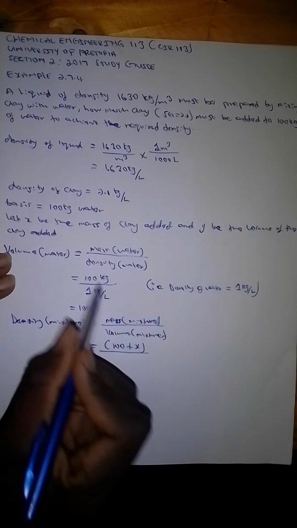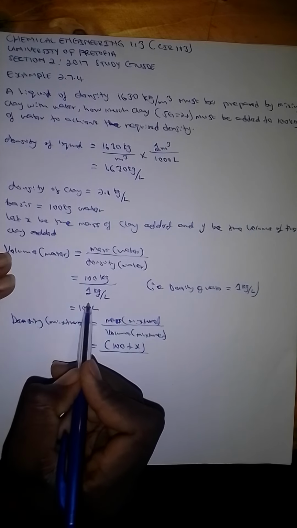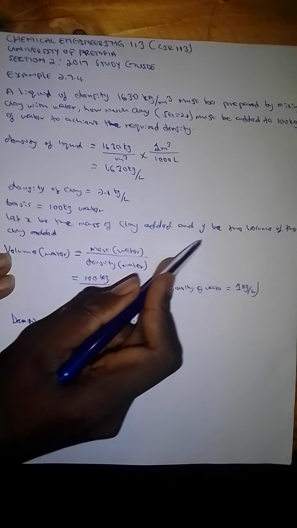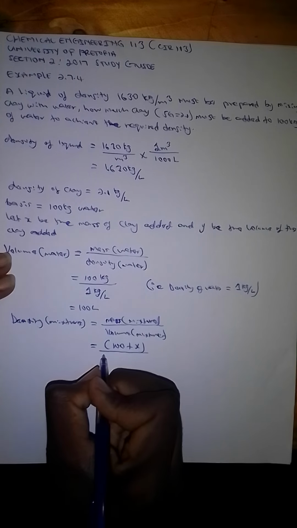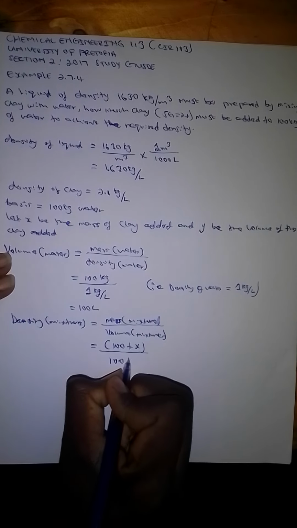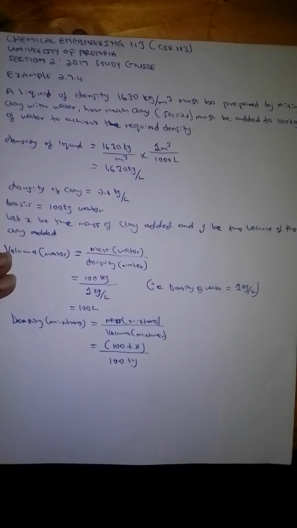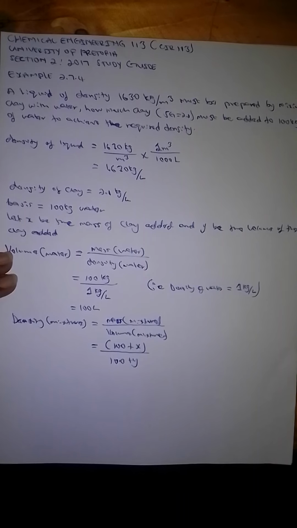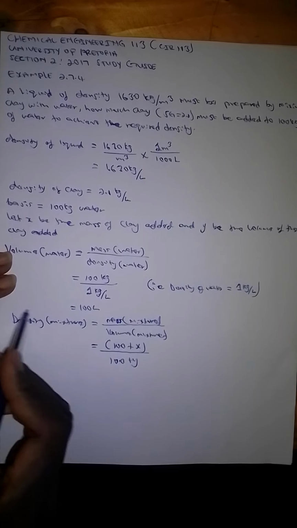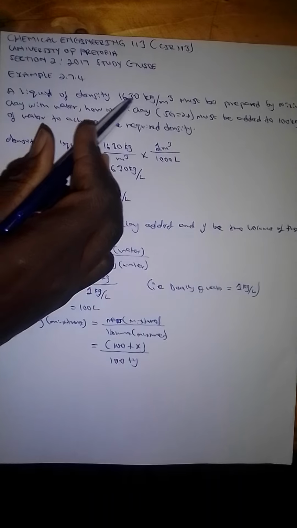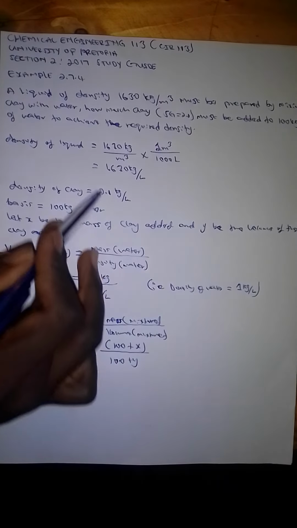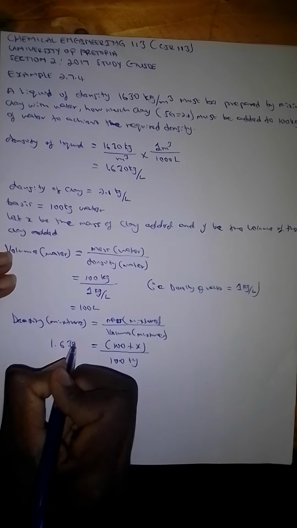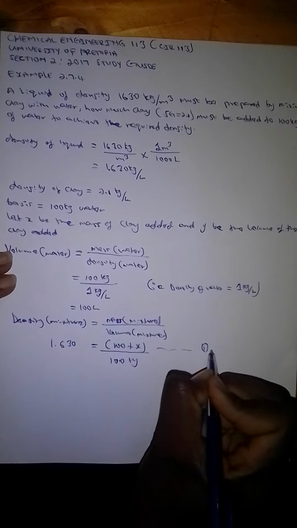Our volume is the volume of the water, which we calculated from the mass and the density, and also y, the volume of the clay. So it's going to be 100 plus y. We already know that our density is 1630, which we calculated in kilograms per liter as 1.630. So that becomes our first equation.